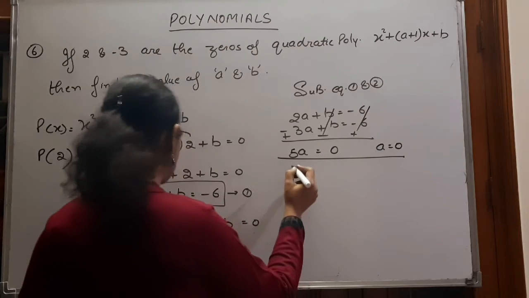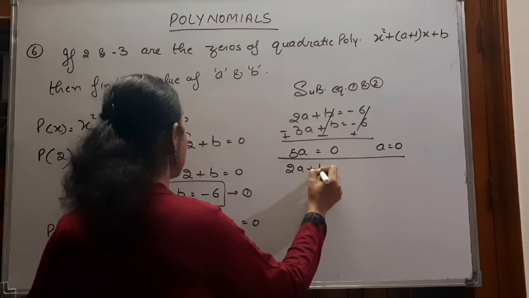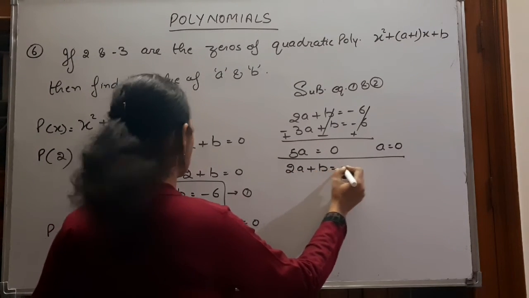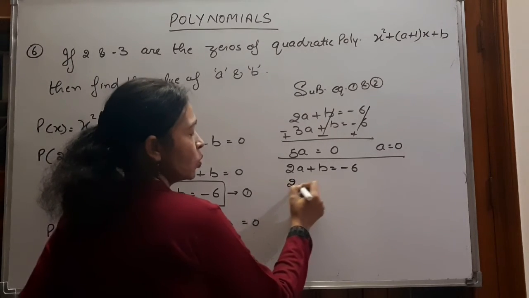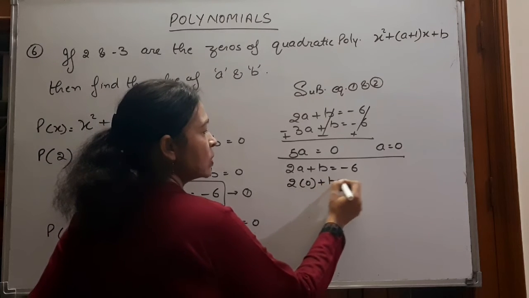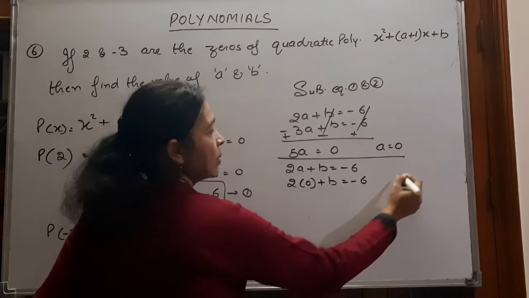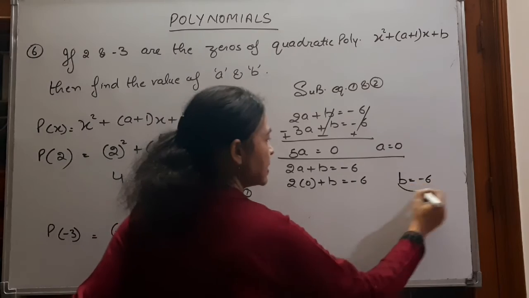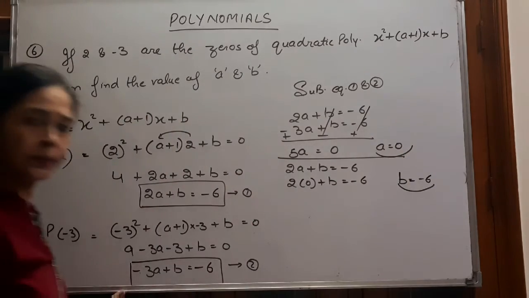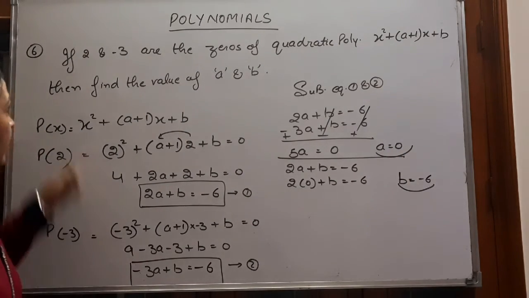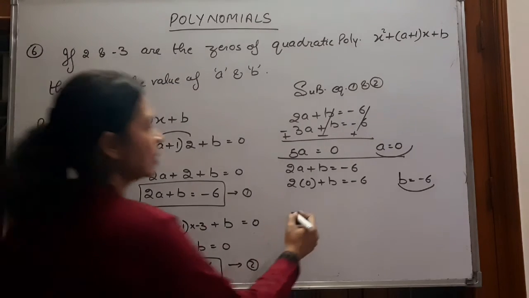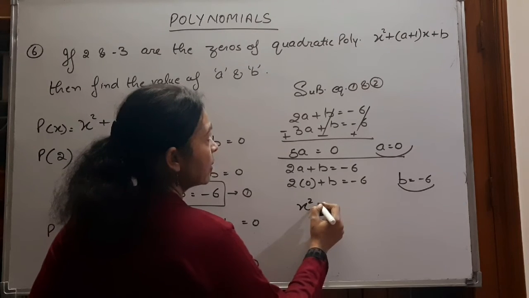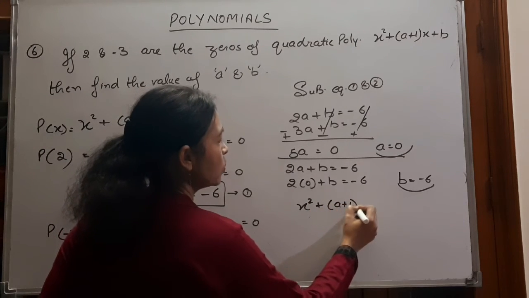Putting the value of a in equation 1, which is 2a plus b equals minus 6. A is 0, so 2 into 0 plus b equals minus 6. B is minus 6. These are the values of a and b. Let's put these values of a and b in our polynomial. Our polynomial was x square plus (a plus 1) into x.